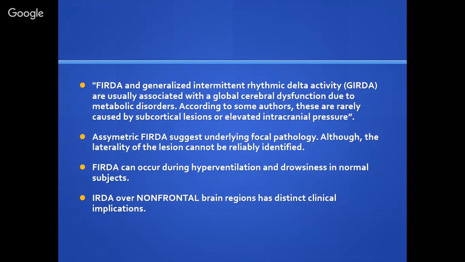FIRDA and generalized intermittent rhythmic delta. So this is generalized, not just focal or temporal or occipital. They are also associated with metabolic disorders or elevated ICP. So you get the gist. FIRDA can occur during hyperventilation or drowsiness as well. When we do routine EEGs and they do hyperventilation, if they have bilateral or more predominantly frontal or even frontal temporal slowing after hyperventilation, that's a normal reaction of the brain. So that's when people start to be lightheaded when we start to hyperventilate, right?